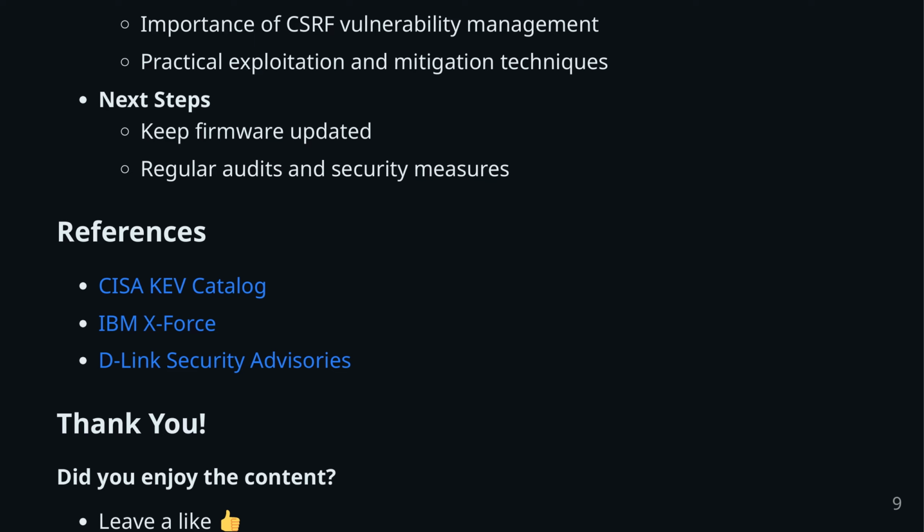Exploitation often involves social engineering tactics, such as embedding malicious requests within a web page. Mitigation techniques include implementing anti-CSRF tokens, enforcing same-site cookie attributes, and thorough user input validation. Next, it's crucial to keep your firmware updated to ensure all security patches are applied. Regular audits and consistent security measures, such as code reviews and penetration testing, are necessary to identify and address security flaws. For references, consulting sources like the CISA KEV Catalog, IBM X-Force, and D-Link Security Advisories will provide valuable information and updates on managing vulnerabilities effectively.